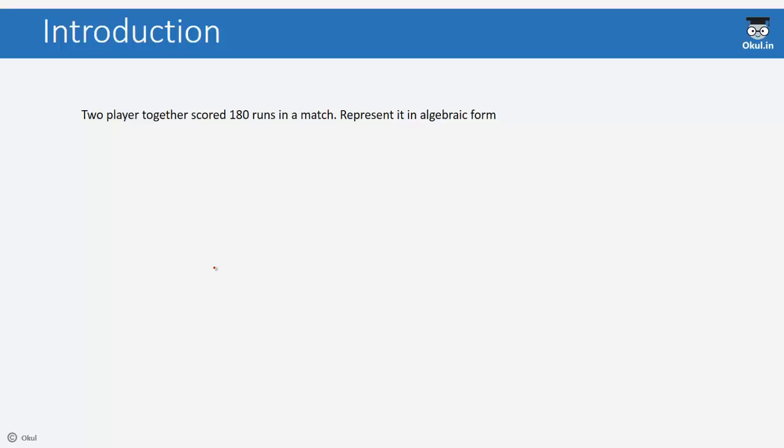For a basic introduction, let's solve this problem. Two players together scored 180 runs in a match. Represent it in algebraic form. So here are two players. Let's suppose that runs scored by player 1 are x runs and runs scored by player 2 are y runs. So according to the question, the sum of runs scored by both players is equal to 180. So that implies x plus y is equal to 180. So this is the algebraic representation of the above statement.